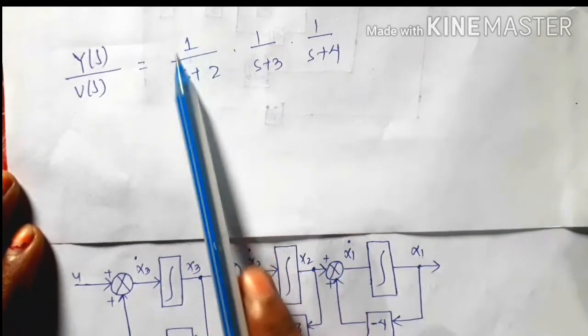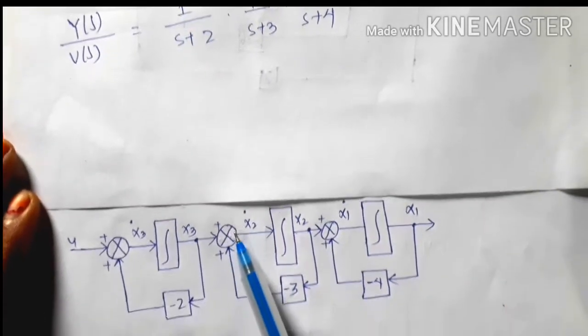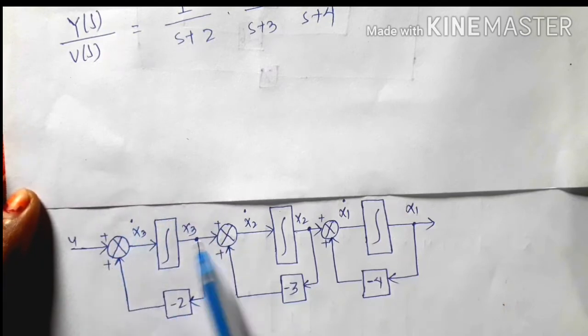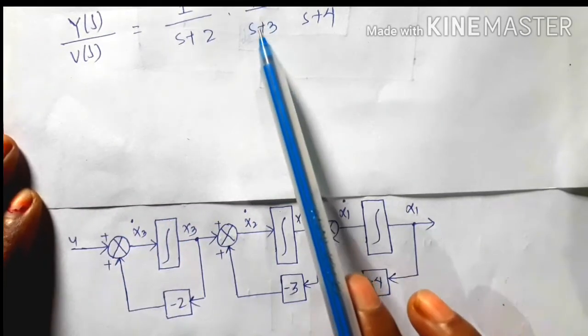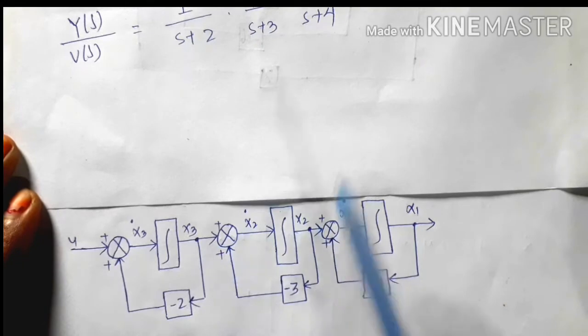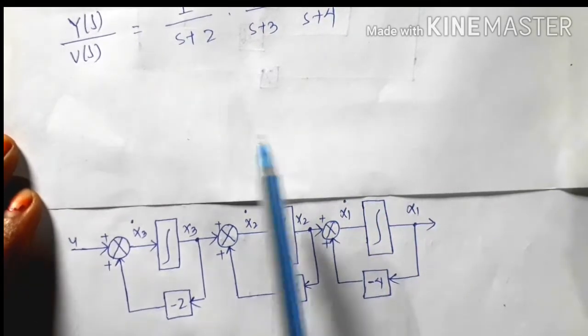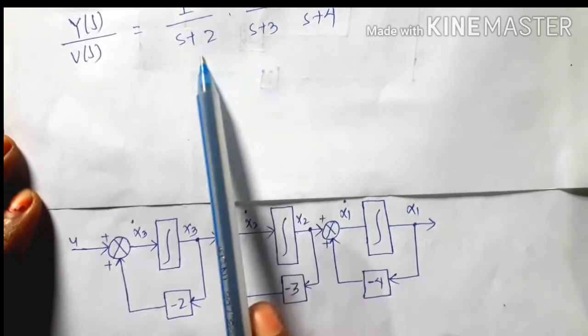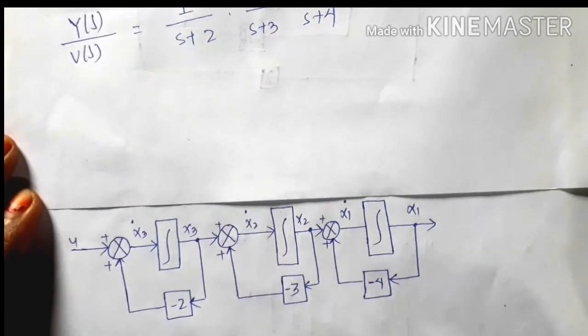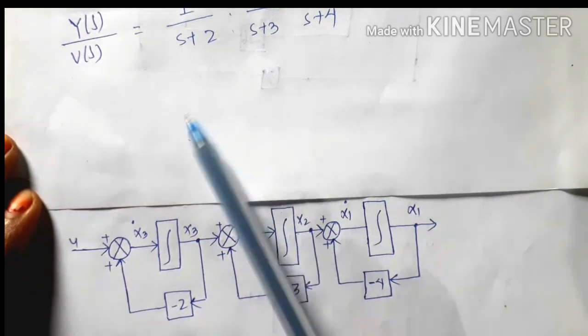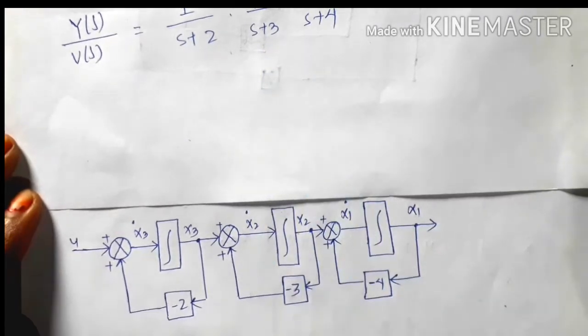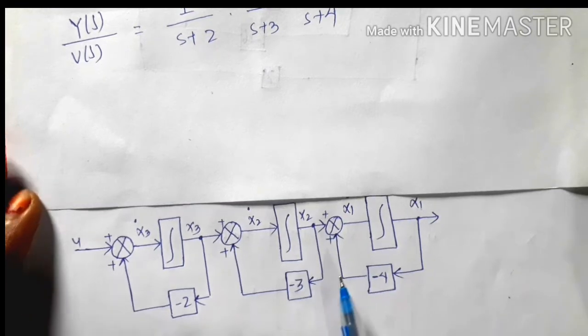The block diagram of this term is this one, and block diagram of 1/(s+3) is this one, and 1/(s+4) is this one. Okay, when we combine all these terms, we get third order differential equation. Means here power of s is 3. When we change it into time domain, we get third order differential equation.